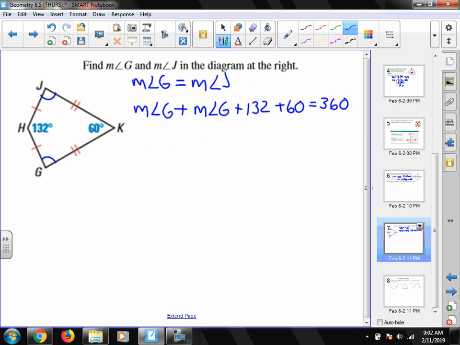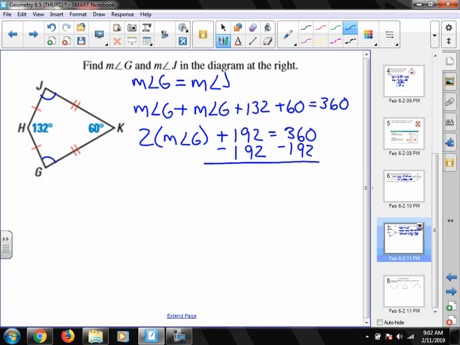Okay, so I have measure of angle G plus measure of angle G. That gives me 2 times the measure of angle G. And honestly, if you want to put 2G there, that's fine. I don't really care. 132 and 60 gives me 192. And that has to equal 360. And now we just go through solving our equation. I'm going to subtract my 192. So I have 2 times the measure of angle G equals 168.